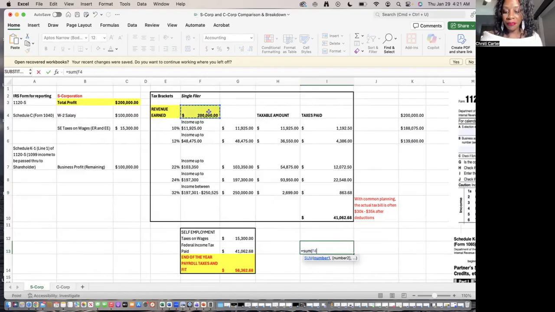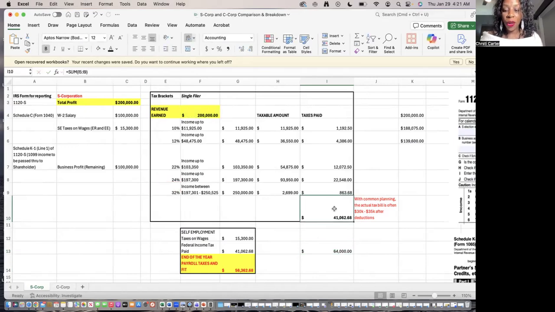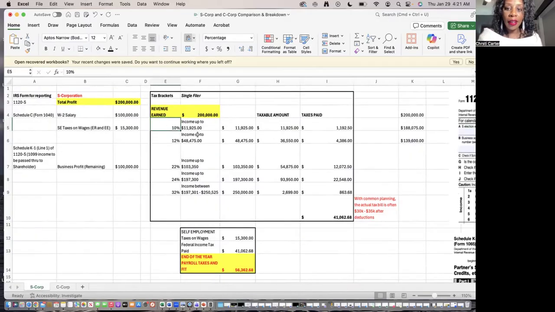So 200,000 times 32%, $64,000. That's not how it works. Let me show you exactly how it works. It will be thorough and it will make sense to you. Okay, so as you can see, there are different tax brackets and it is itemized separately.